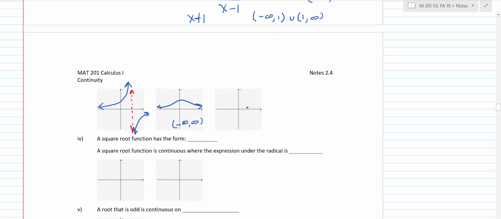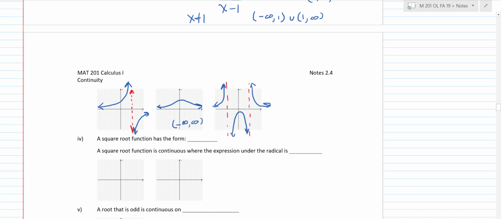You might have more than one asymptote. We've certainly seen that before, so you might have something like this. But the point is that everywhere else it's going to be continuous. So this is something you might see in a rational function sometime.